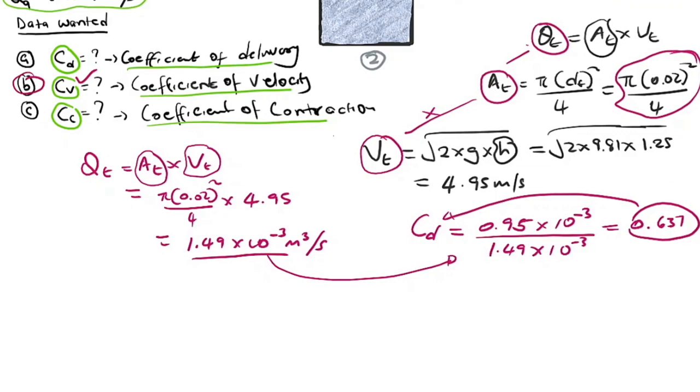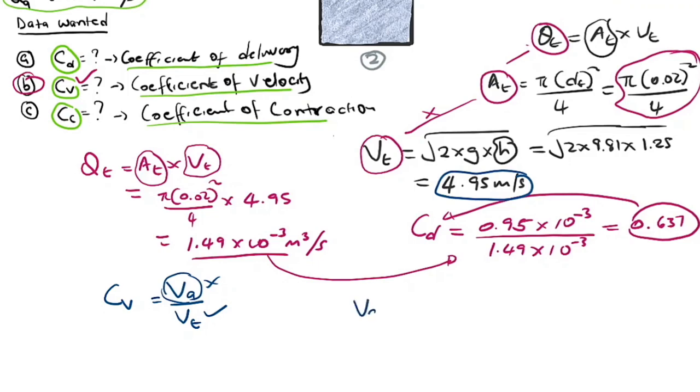To find the coefficient of velocity, you have to introduce the formula. It is C subscript v is equal to actual velocity divided by theoretical velocity. We do have a theoretical velocity, this one here, but we don't have the actual velocity. We have to find it. So let us find it.